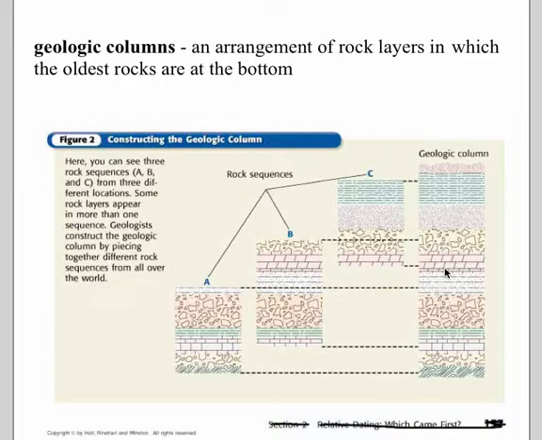That's what we're looking at all the time in geology. It's an arrangement of rock layers in which the oldest rocks are at the bottom. We can take these from all around the country and match them up like a puzzle, and that's how we know all these different rock layers exist in different parts of the world.